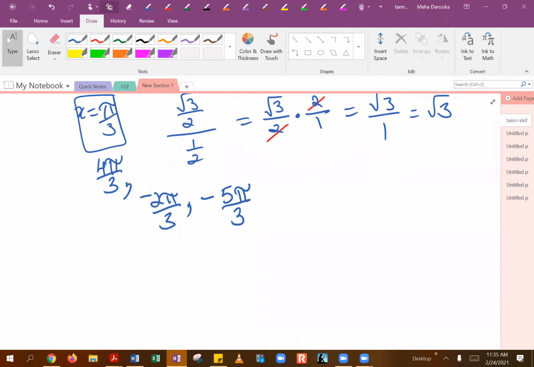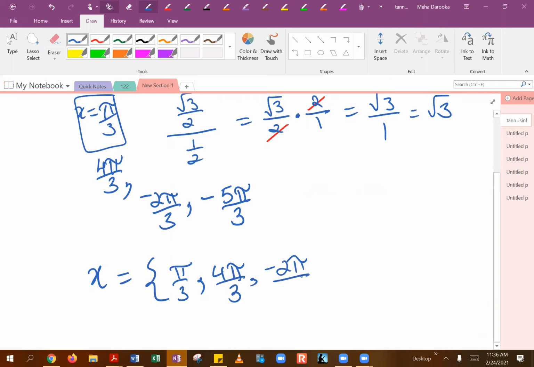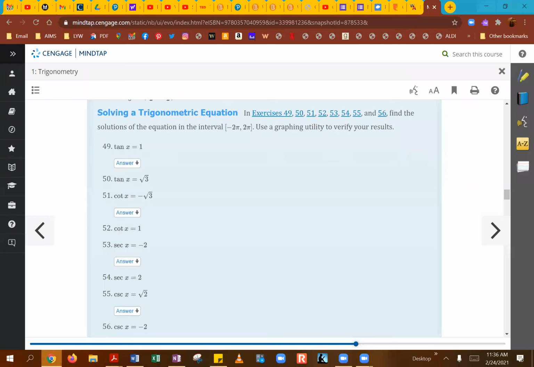So when you put your solution set, you are going to say these are all for the x values. So your x values, you're going to list all 4 of these angles. So 2 positives going from 0 to 2 pi, and then 2 negatives going from 0 to negative 2 pi. Alrighty, perfect. So that's going to be your answer for number 50, tangent of x equals square root of 3.